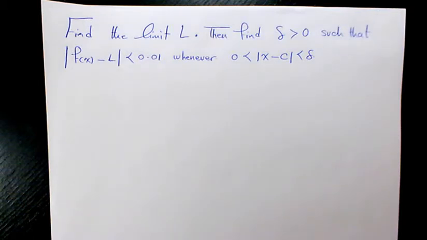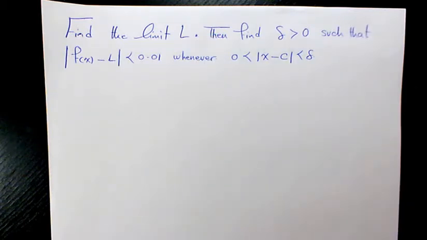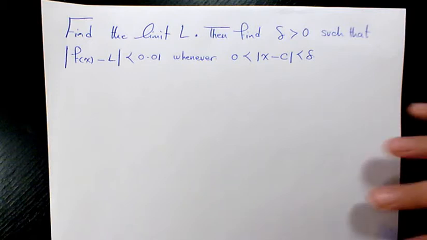Welcome to another video. In this video I want to talk about finding the precise value of the limit. I'm going to give you 4 examples and I want to find the limit L, then find delta greater than 0 such that the absolute value of f of x minus L is less than 0.01 whenever the absolute value of x minus c is between 0 and delta. Let's see the first example.